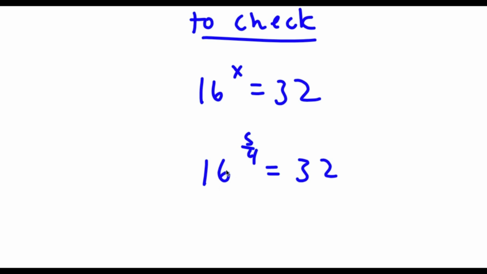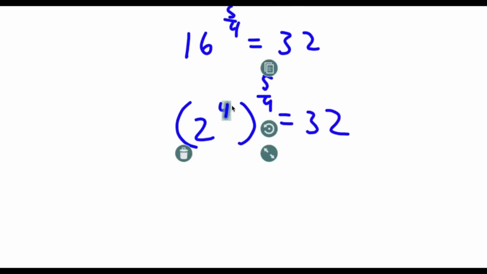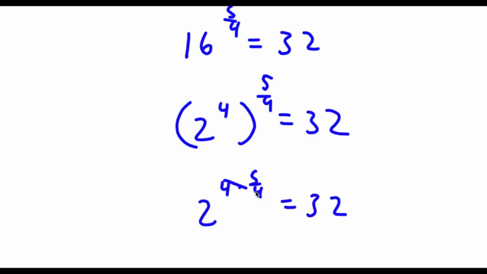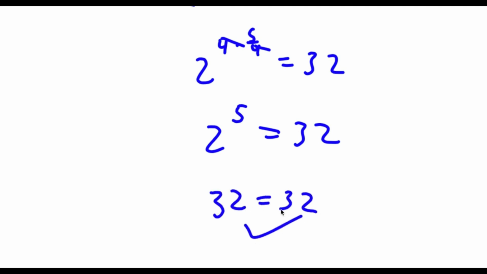So now, 16, that's the same thing as 2 to the power of 4. So I have 2 to the power of 4 to the power of 5 over 4 is equal to 32. Now, this is the same thing as 2 to the power of 4 times 5 over 4 is equal to 32. These two 4's cancel out, so now I'm left with 2 to the power of 5 is equal to 32. 2 to the power of 5 is 32, so I have 32 is equal to 32, and this is right, so my solution is right.